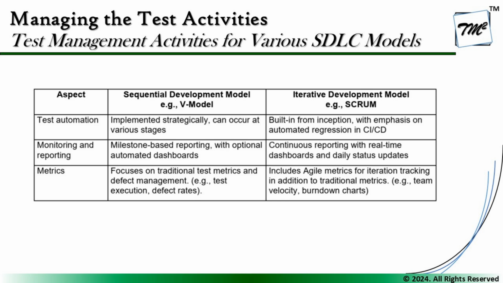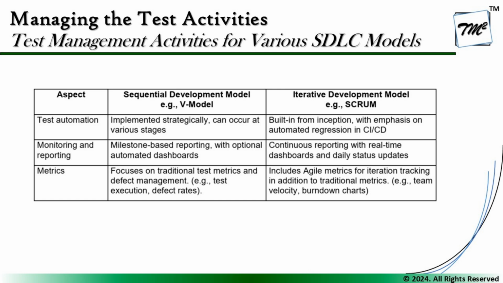And finally, to add here, of course, the metrics which we consider. For sequential, we focus on traditional test metrics and defect management, which include things like test execution rate, defect rate, and risk coverage, meaning at any point in time, what the statistics of that are. So be it about the coverage, the defects, the tests, or the risk, everything will be traditionally monitored. But when it comes to the iterative models, of course, they include agile metrics for iteration tracking, in addition to traditional metrics. Like we may talk about burn down charts, team velocities, control flow diagrams, and many other standard reports which we have from Agile.